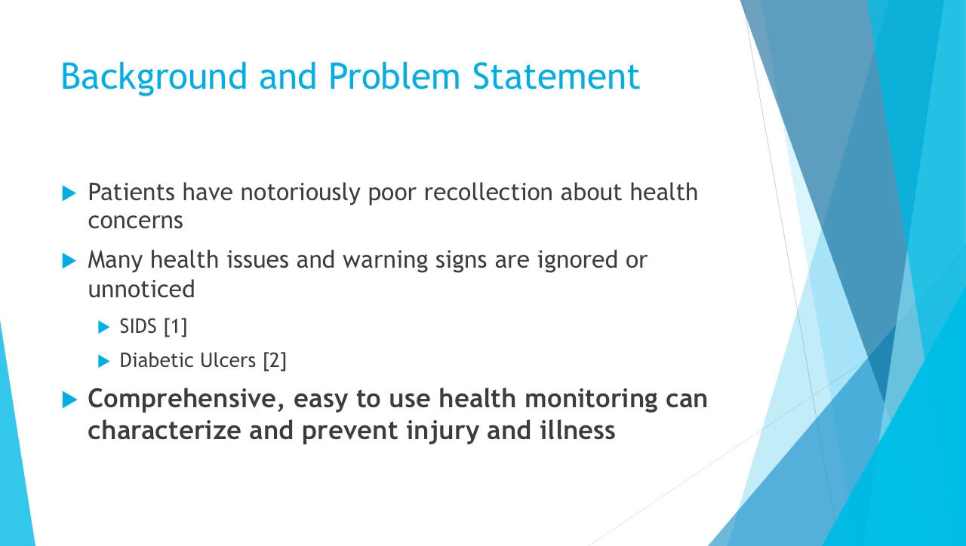Our problem statement then becomes: a comprehensive, easy-to-use health monitoring system can characterize and prevent injury and illness. Sudden infant death syndrome and diabetic ulcers can be used to illustrate this statement. In the case of sudden infant death syndrome, monitoring of vital signs such as electrocardiograph, breathing rhythm, oxygen saturation in blood, temperature, and blood pressure can identify at-risk infants and further characterize the risk of SIDS, possibly preventing infant death.